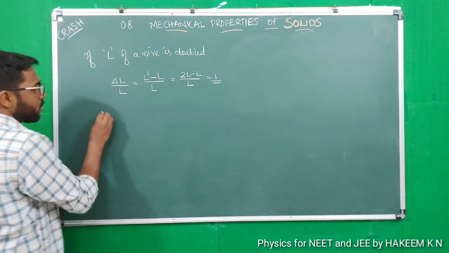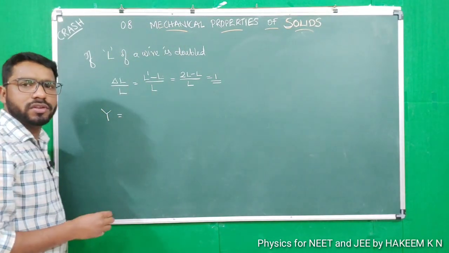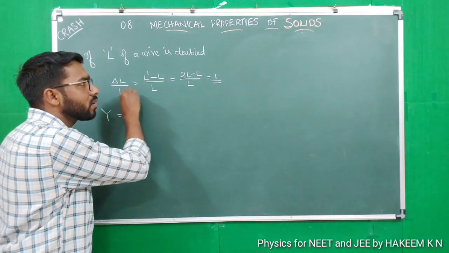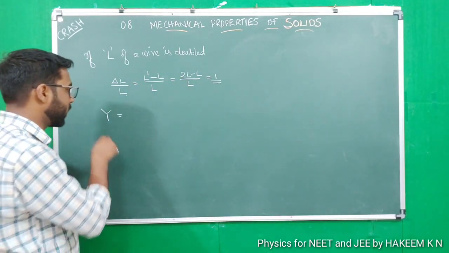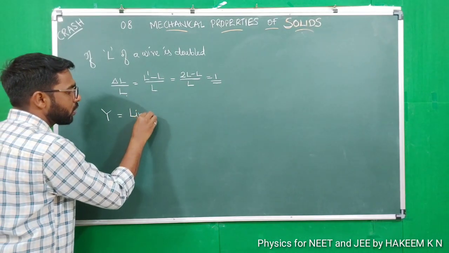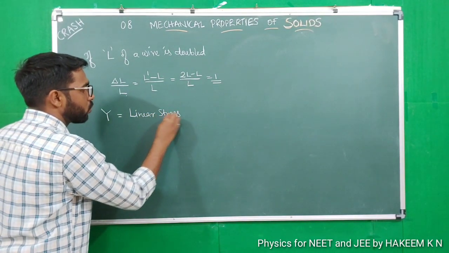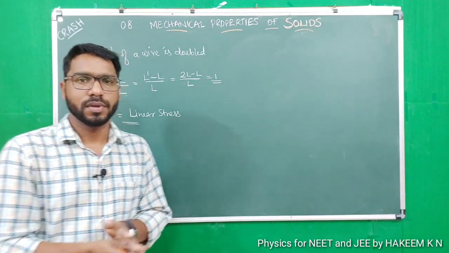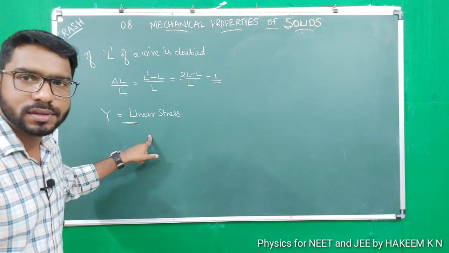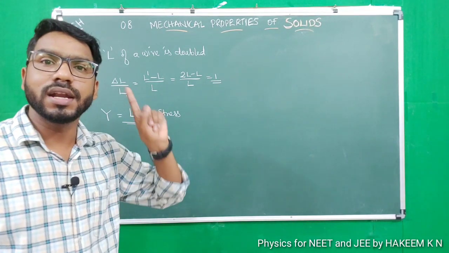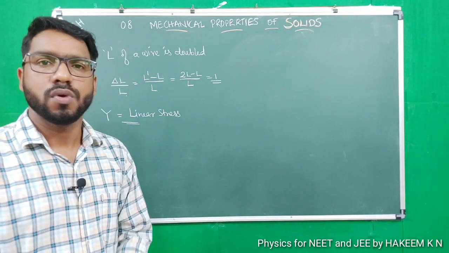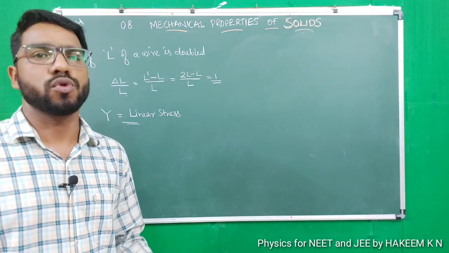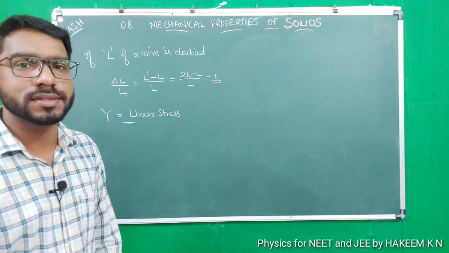Now, what is the Young's modulus relation? Linear stress by linear strain. Here linear strain equal to 1. So Y equal to linear stress. So we can say a definition for Young's modulus: Young's modulus is the stress which produces 100% change in length, or Young's modulus is the stress which doubles the length of a rod. That is the definition of Young's modulus.